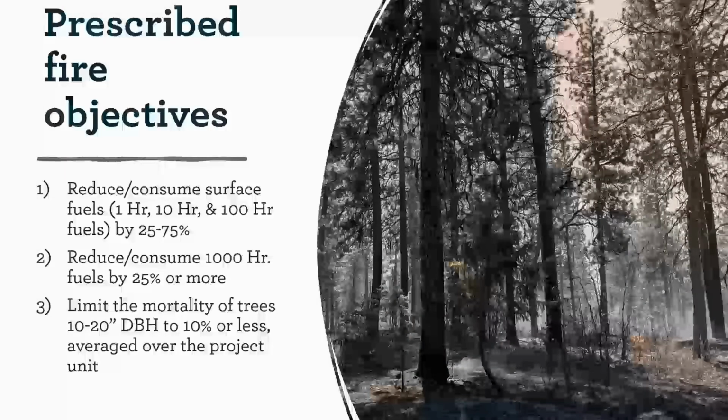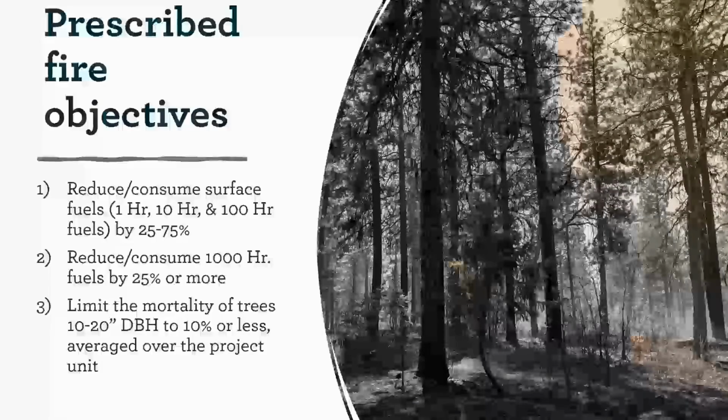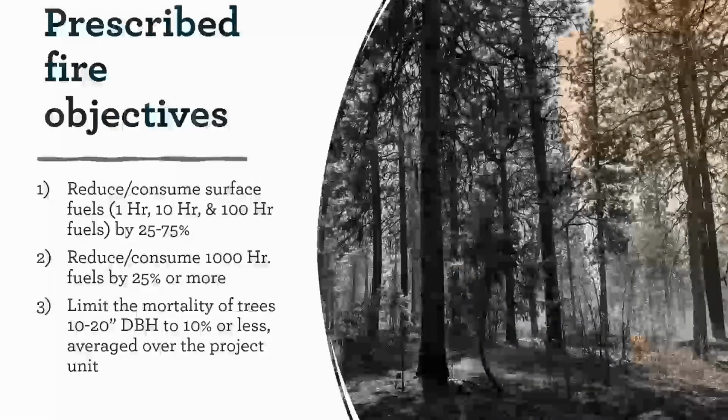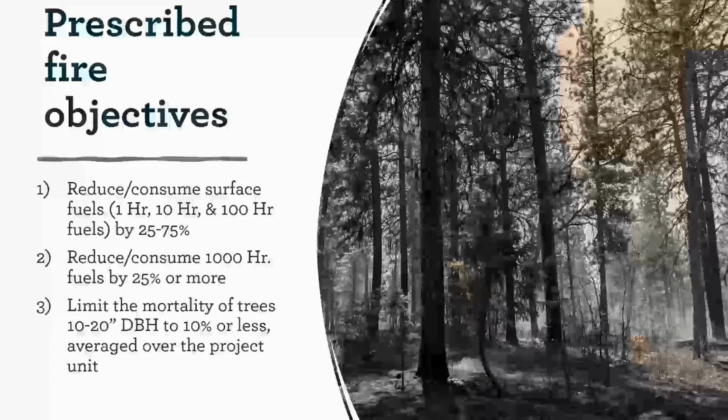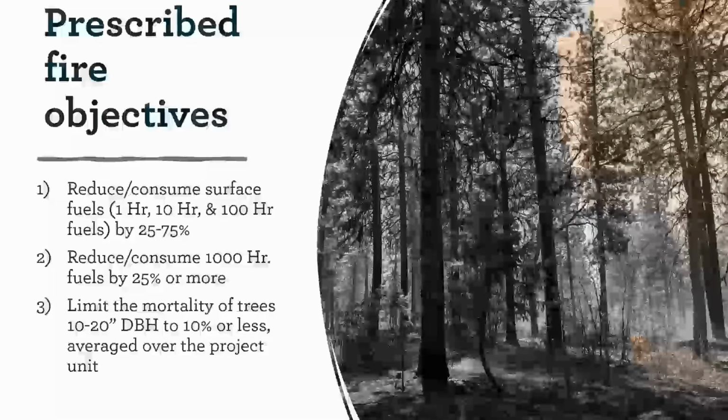More specific prescribed fire objectives, kind of what Sarah was talking about, and these are actually from the Mount Hood National Forest, were to reduce surface fuels by 25 to 75%, reduce 1,000 hour fuels, so that's the coarse woody debris, by 25% or more, and limit mortality of trees 10 to 20 inch DBH to 10% or less across the unit. So we can use the data from our plots to help determine if these objectives were met.